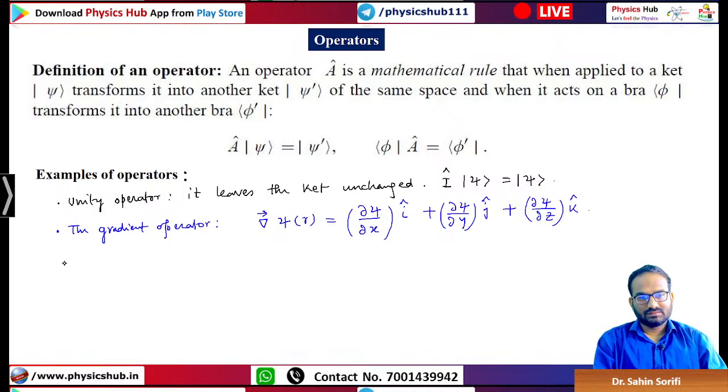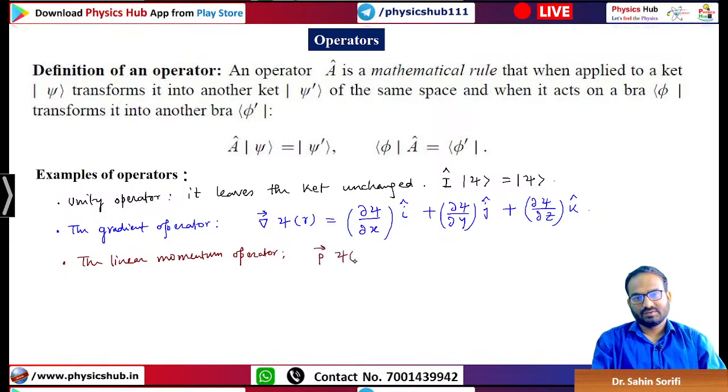Let us now talk about the linear momentum operator. This is very much used. The linear momentum operator is denoted by P acting on psi of r, which is minus i h cut del psi of r. If you consider it in one dimension, it will become del by del x.